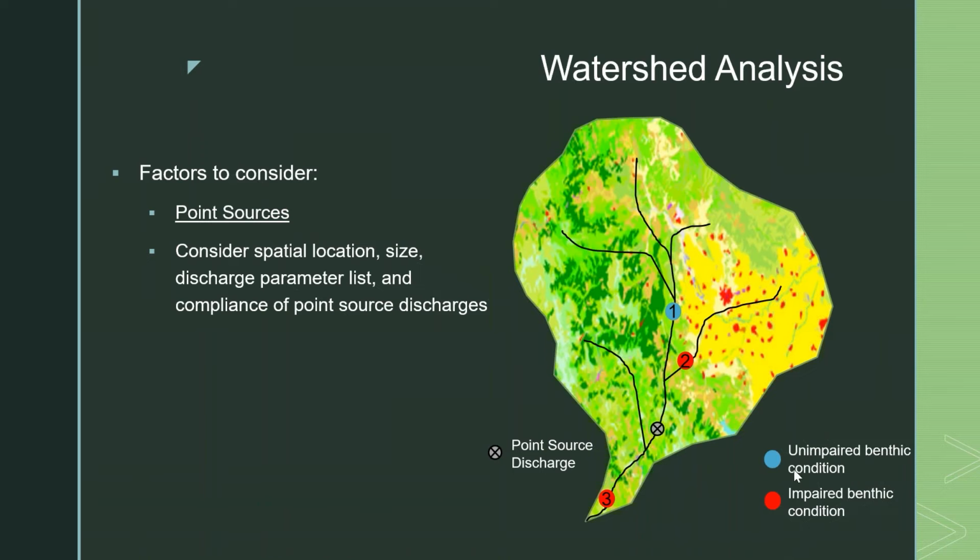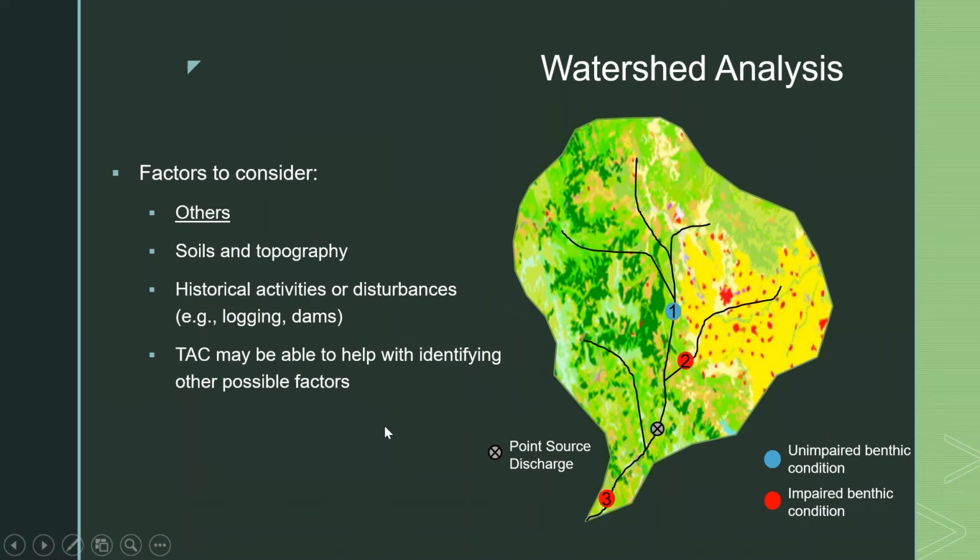It may have an influence here at station 3, but it's obviously not what's causing an impairment here at station 2. So obviously there are some other sources of impairment besides this point source in this particular watershed. Other things to look at: the soils and topography, historical activities or disturbances within the watershed.